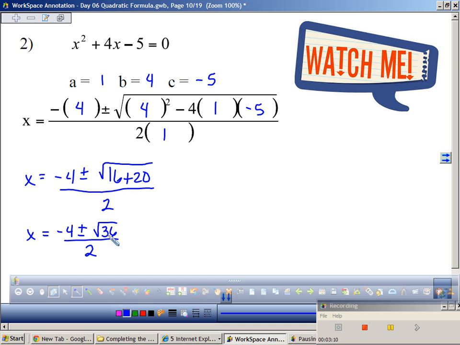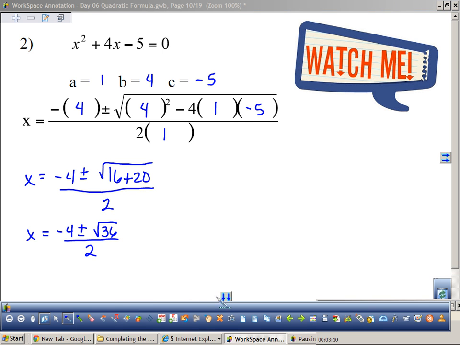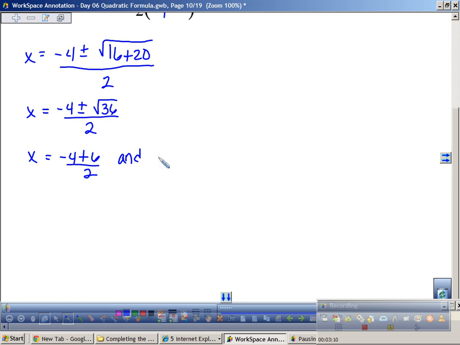all over 2. At this point, I know that root 36 simplifies to 6, right? So I'm going to have 2 different answers here. I have -4 plus 6 over 2 and X equals -4 what? Minus 6 over 2. No, you need to do both. This is why. -4 plus 6 is what? 2 over 2 is 1. And this one, -4 minus 6 is -10 over 2 is -5. So when it can simplify like that, you have to write it 2 different ways.